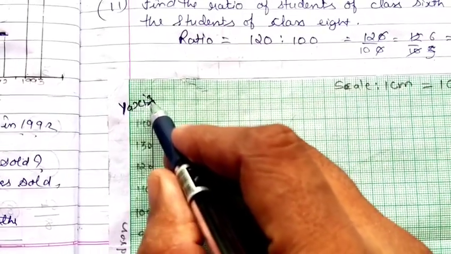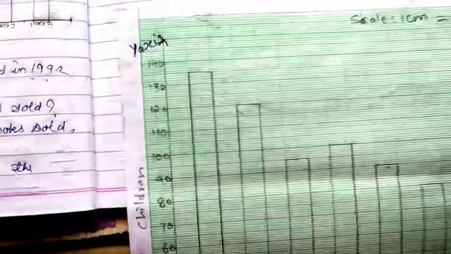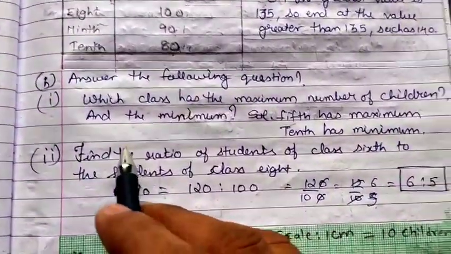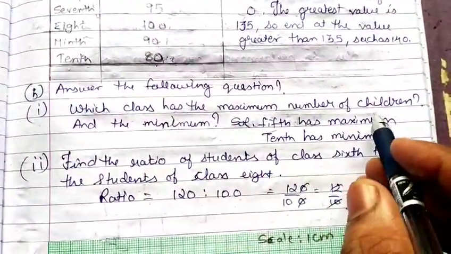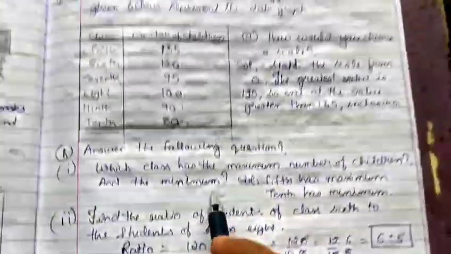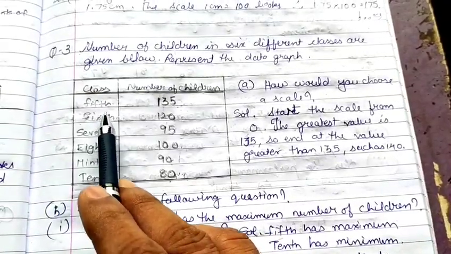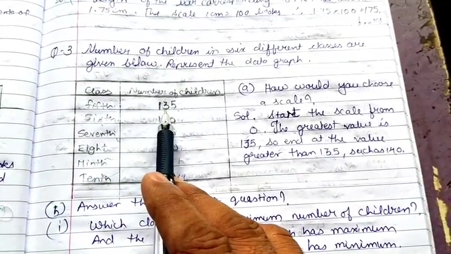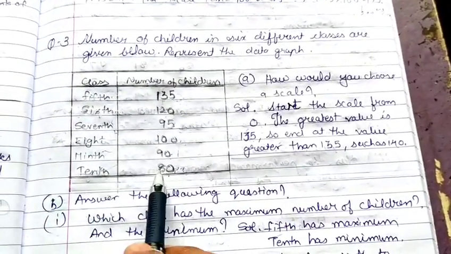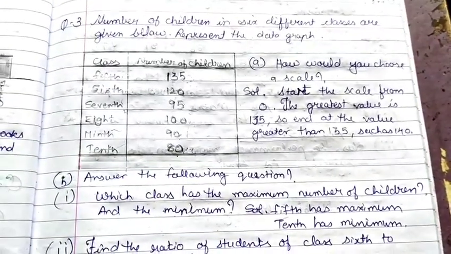You can write 150, but it is of no use. Now the next question is, which class has the maximum number of children and the minimum children? So from this data we found that standard 5th has the maximum number of children, that is 135, and class 10th has the minimum number of children, that is 80.